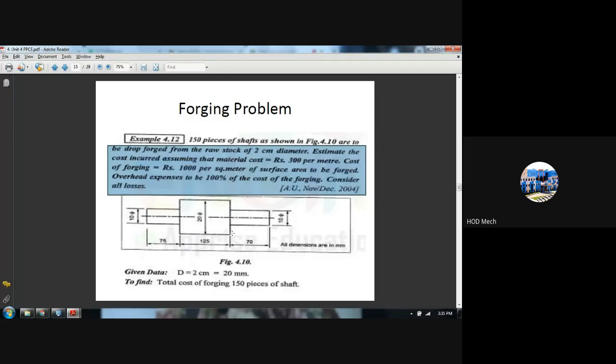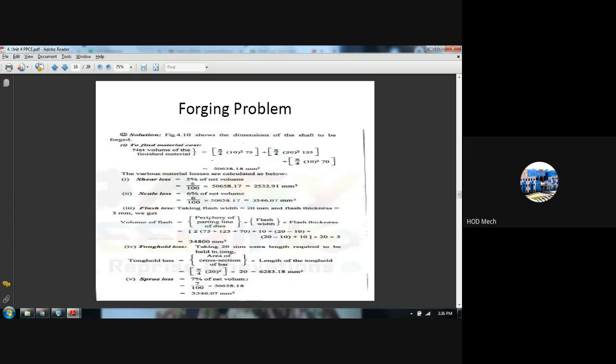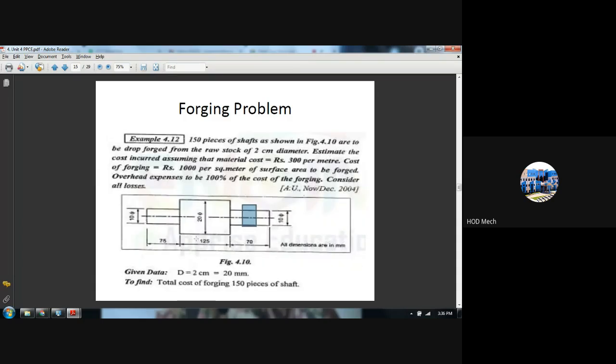As I said, you look at the diagram and finalize how you are going to split it. Right? So I am calling this portion the A section, this is the B portion, this is the C portion. So I have 3 portions. The stock diameter is 2 centimeter, and 2 centimeter is 20 mm. 20 mm diameter. Now what is your first step? First step is calculation of net volume. Net volume is the volume of this part: volume of A plus volume of B plus volume of C.